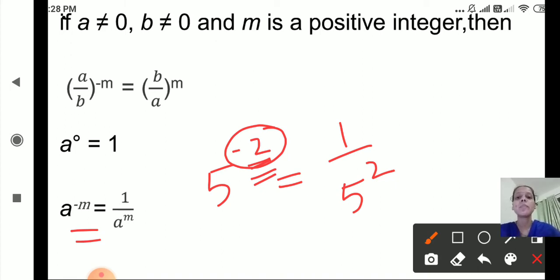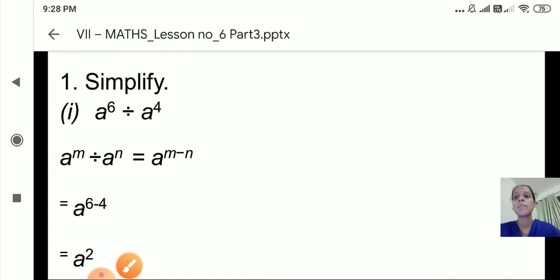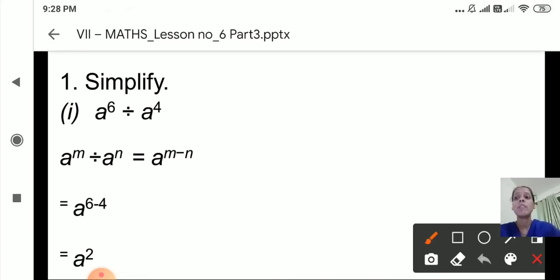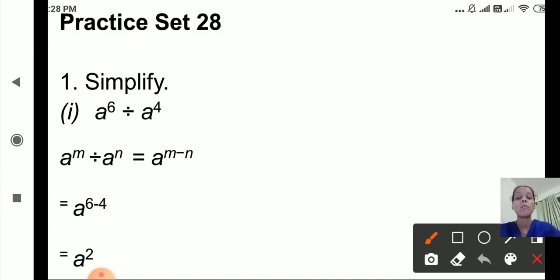Okay, now we'll start with practice set 28. Just now we have seen practice set 27. Now we'll start with practice set 28. Simplify. Now again the question is given, that is we have to do division of indices with the same base: a raised to 6 divided by a raised to 4. As you can see here, the base is the same, that is a. The index is given, here it is 6, here it is 4.